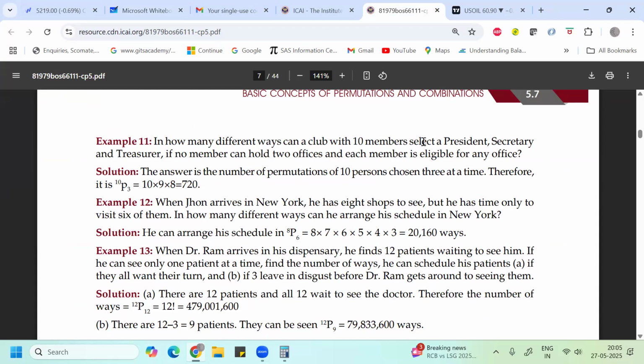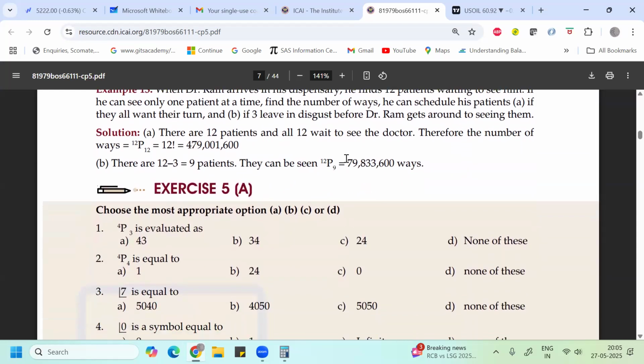So that would be 10 into 9 into 8. From 10 members, you can select any one person for a post. Then the next post you would select in 9 ways. Then the next post you select in 8 ways. So that is nothing but 10P3. Okay, so these all examples you can try by yourself. That will help you to get the answer.